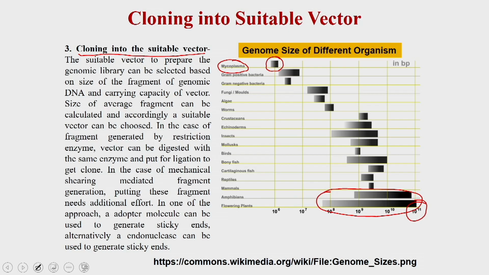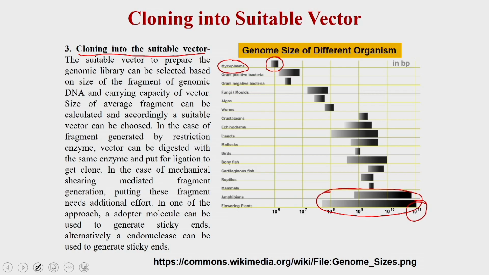And all other organisms are in between these two extremes. So, what you have to consider is the number of fragments you are going to generate from these genomes, and that will determine a suitable fragment size. That fragment size would be very large if the genome is very big. It is going to be very small if the genome is also smaller.